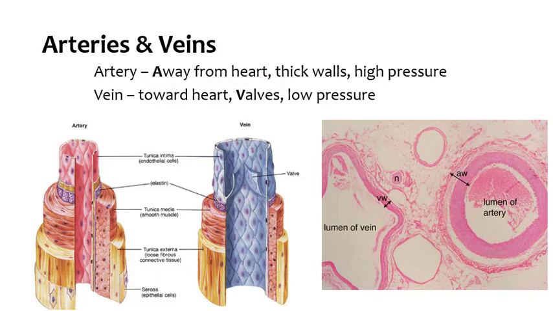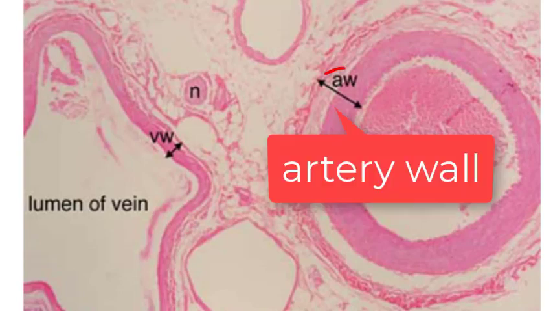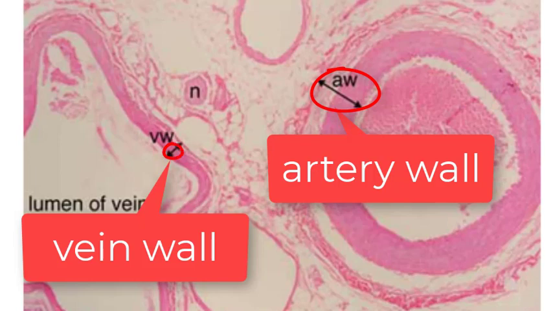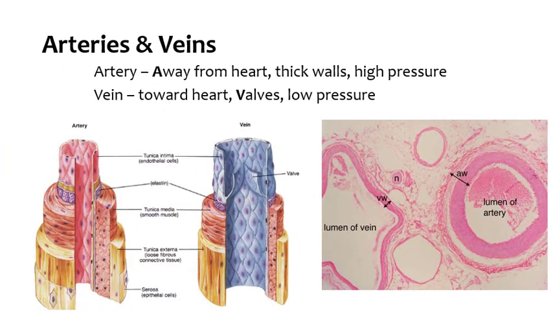Since arteries are leaving the heart and the heart is the pump, the pressure in the arteries is very high. They have to have a very thick vessel wall to withstand that high pressure. Look at this actual cross-section showing the difference in the walls of an artery and a vein. Veins return to the heart from the destination, so the pressure is very low.